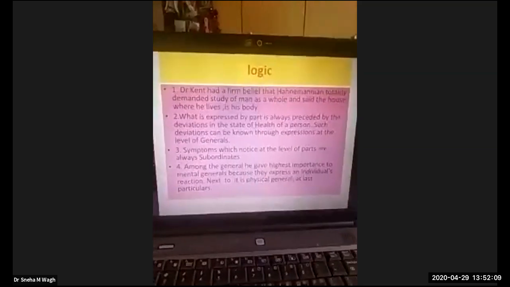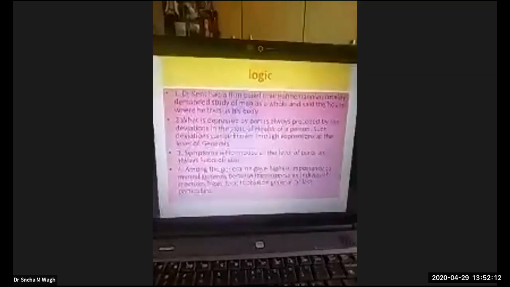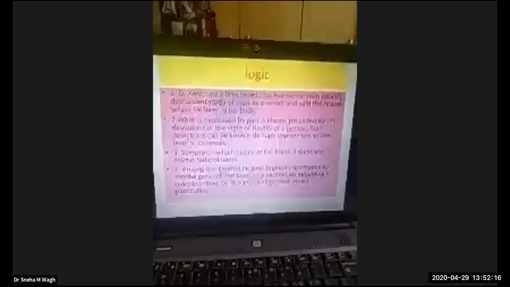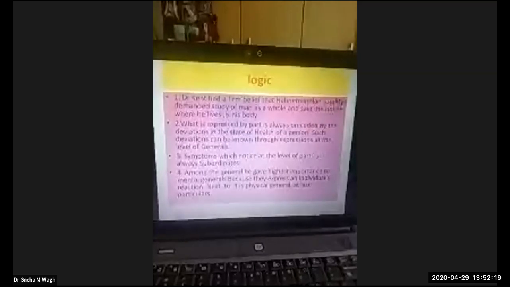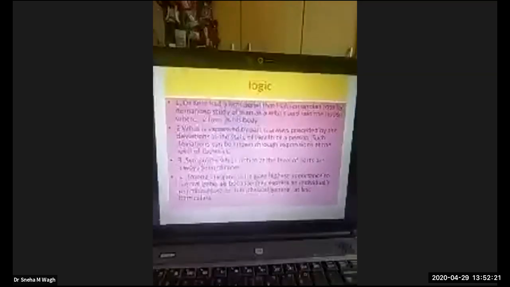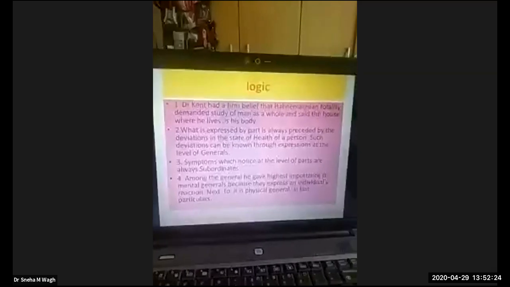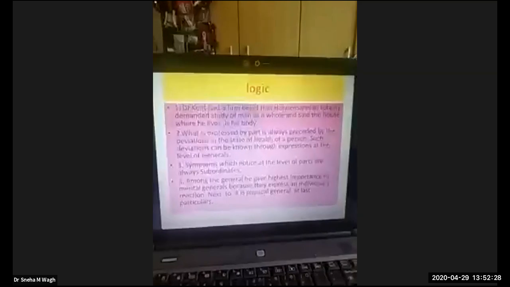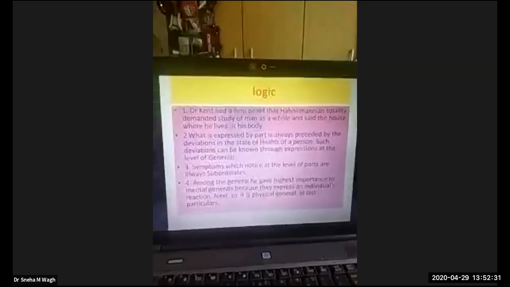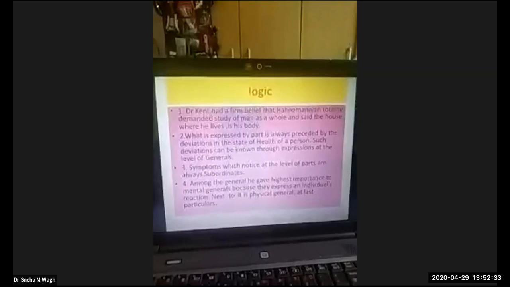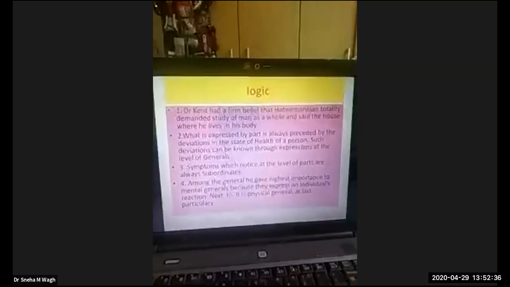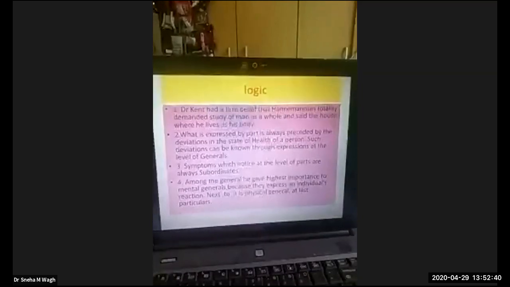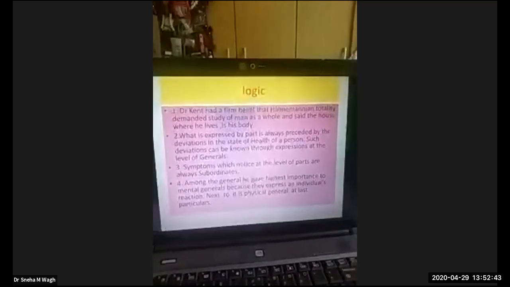Now, logic: Kent had a firm belief that Hahnemannian totality demanded study of man as a whole, and said the house where he lives is his body. What is expressed by a part is always preceded by deviations in the state of health of a person. Such deviations can be known through expressions at the level of generals. Symptoms noticed at the level of parts are always subordinate.